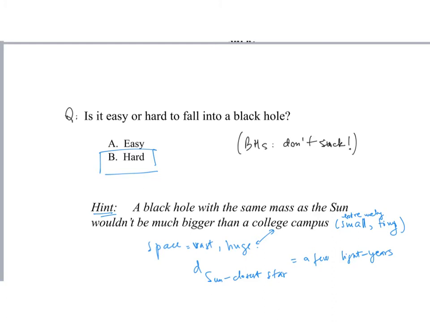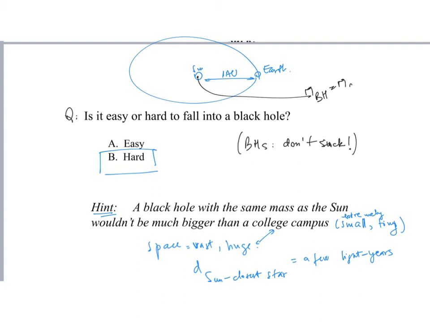So for example, we have the sun and we have the orbit of the Earth around the sun, and remember this 1 AU, 1 astronomical unit distance between the two. And say by some kind of miracle the sun is replaced by a black hole that has the same mass as the sun. What do you think is going to happen to the Earth?